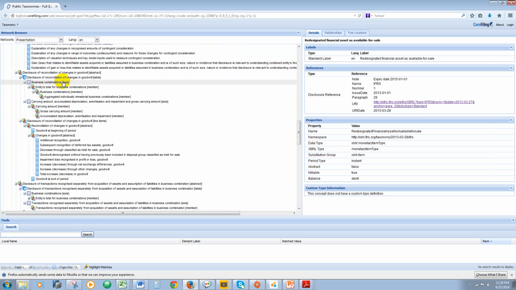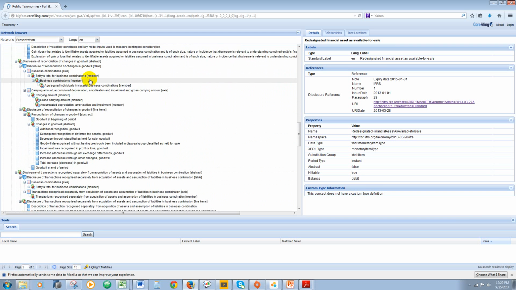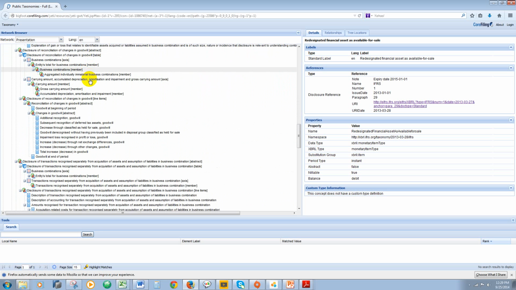So this is also a very important table, the disclosure of reconciliation of changes in goodwill table, and we have over here goodwill at beginning of the period and goodwill at the end of the period, and these are the changes, these are the reasons for the changes.